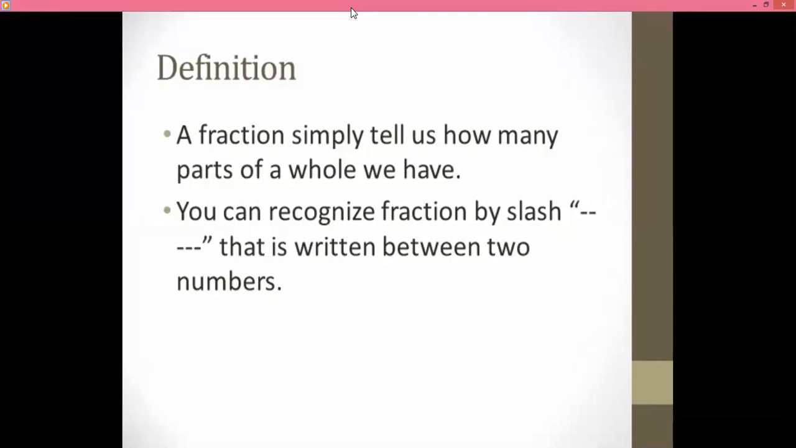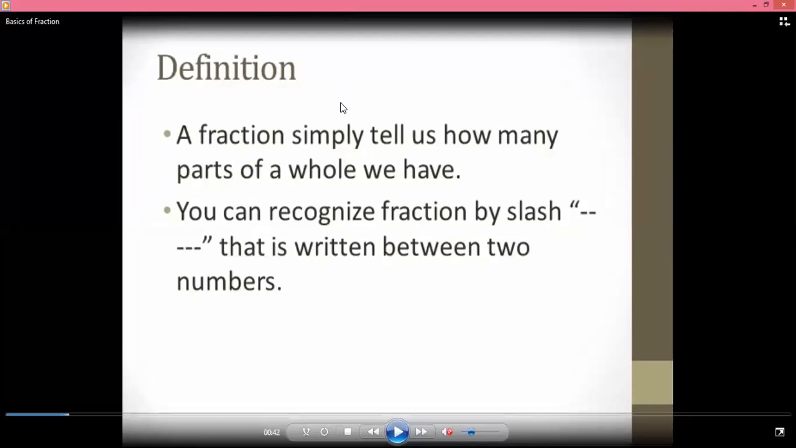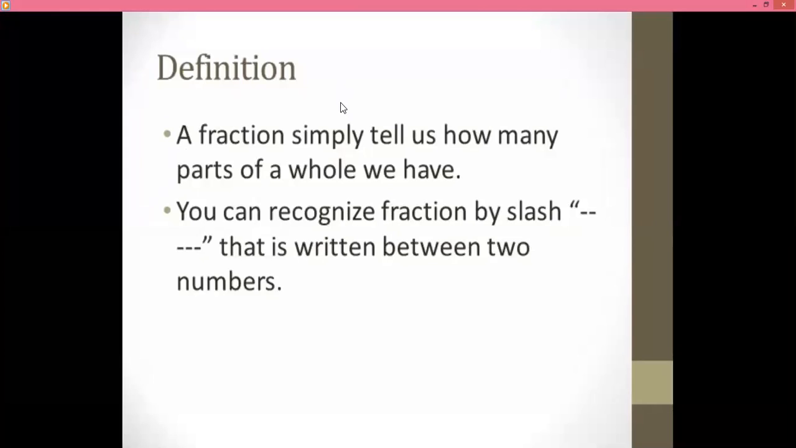What we are studying nowadays, we started yesterday: fractions. I'll give you a quick go through what we learned yesterday and then we will start practicing what we are learning, right? So we learned about the fraction. What is a fraction? A fraction tells us how many parts of a whole we have.